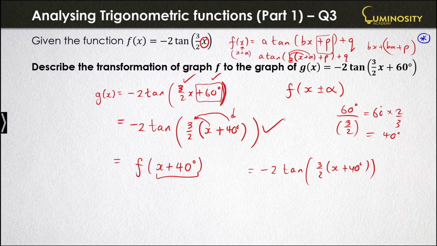So what's actually happening is that the graph f is being horizontally shifted to the left by 40 degrees, not by 60 degrees. Okay, so very subtle one, but as soon as you have a b value that's not 1, that's affecting your x, then slapping a plus or minus p value here does not mean that that is the phase shift. It means you've got to rewrite it so that the period value gets taken out completely here. Then whatever's left over here tells you the phase shift.